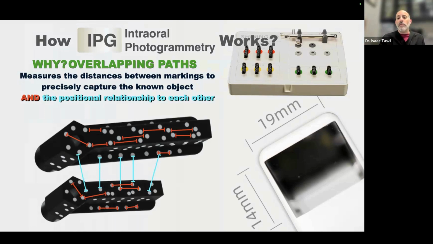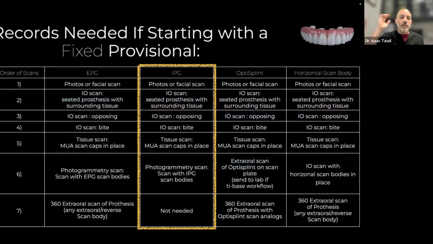This is really helpful because it's using a mathematical algorithm instead of scan matching. So there's lots of different workflows out there for EPG, for horizontal scan bodies, for OptiSplint. Ours are simple. When we're doing fixed provisionals, we want facial photos or a facial scan. We want an intraoral scan for a healed ridge with the prosthesis in the mouth.